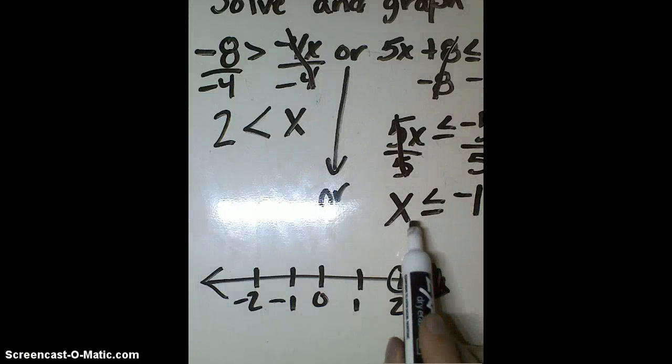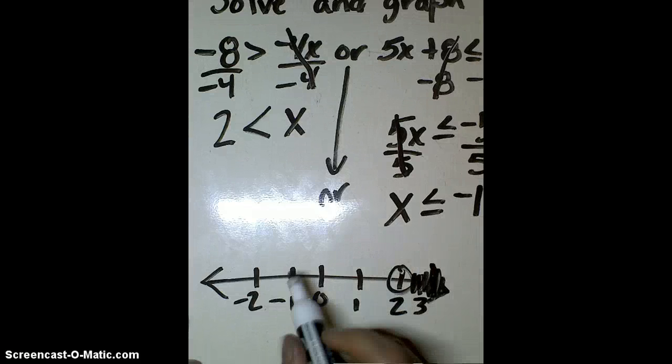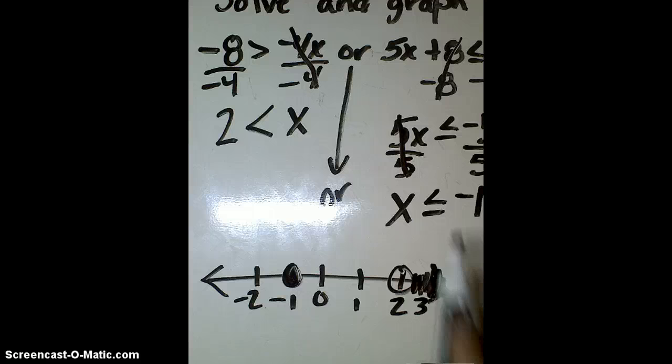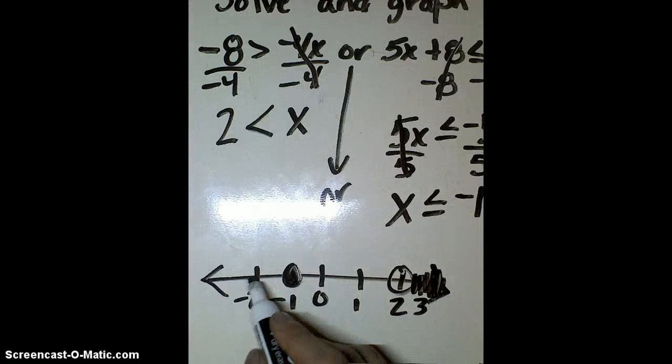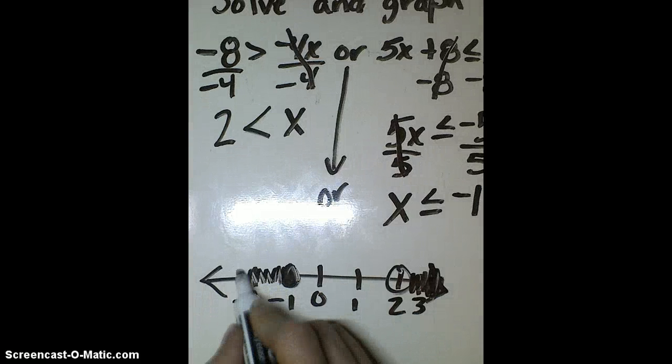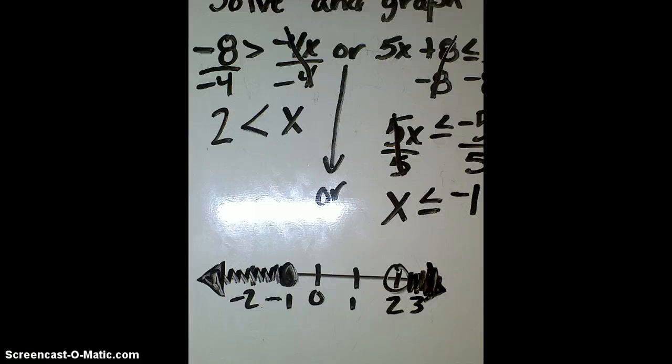And then I look at my second one. I have x is less than or equal to negative 1. Well, it has the equal to, so that's a closed circle. And then it's less than, so I want the numbers that are smaller than negative 1. Well, that's like negative 2 and negative 3, so it shades this way. So there should be our graph. So here's my solution. Here's my graph.